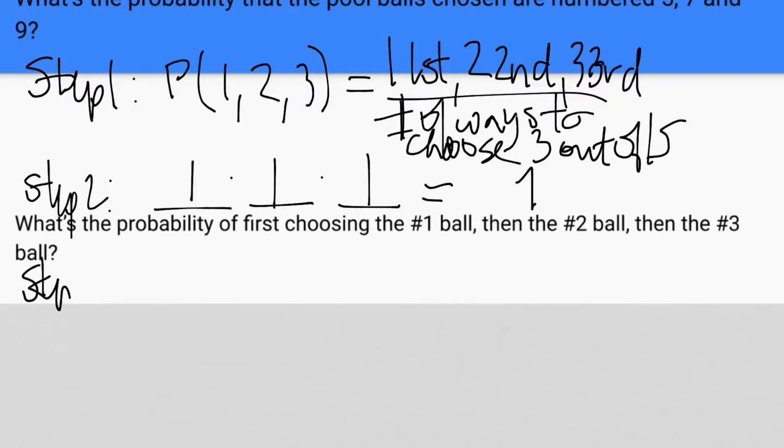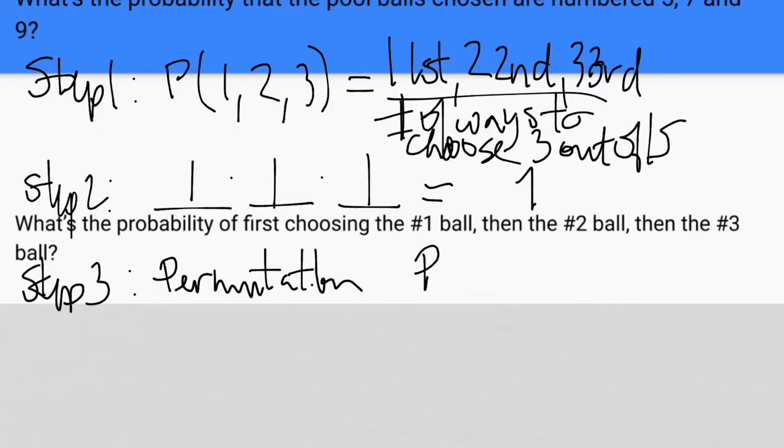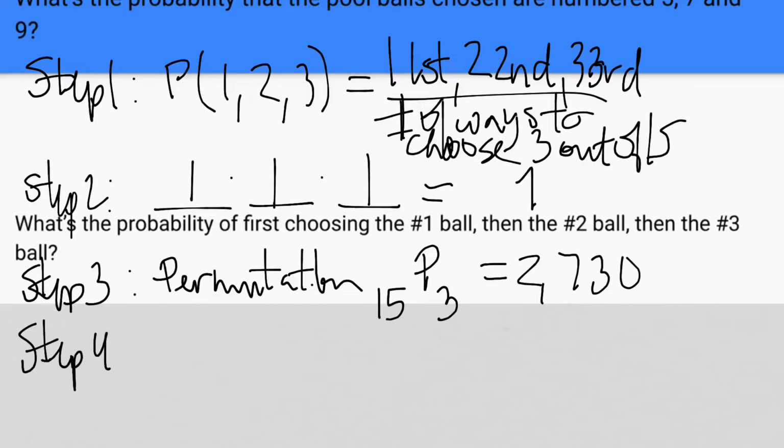Step 3 now, the denominator. We know it's a permutation because the order matters for the first, the second, and the third ball. So I'm going to do permutation in my calculator, 15, choosing 3 of those balls. I get it to be 2,730 possible ways. Step 4 is to put these all together. So the top of the fraction was 1. The bottom of the fraction was 2,730.